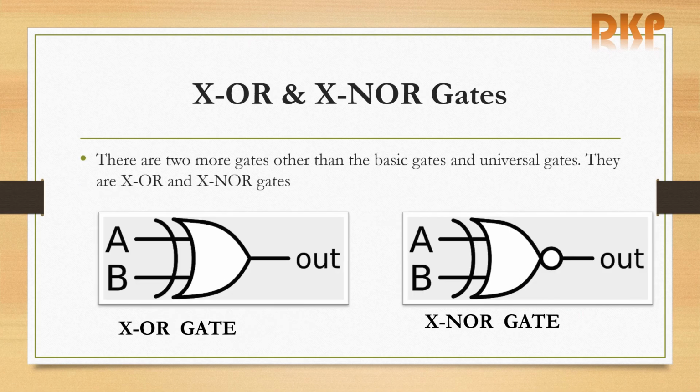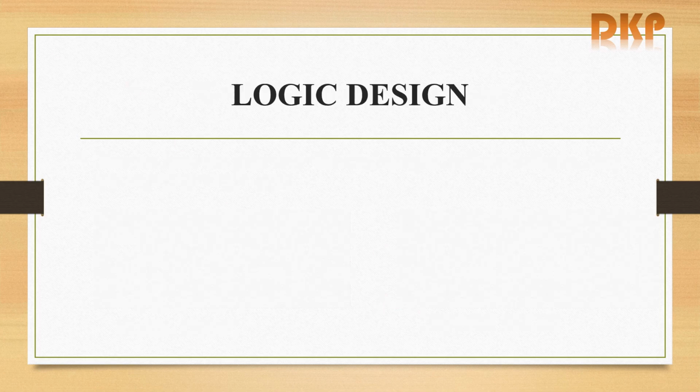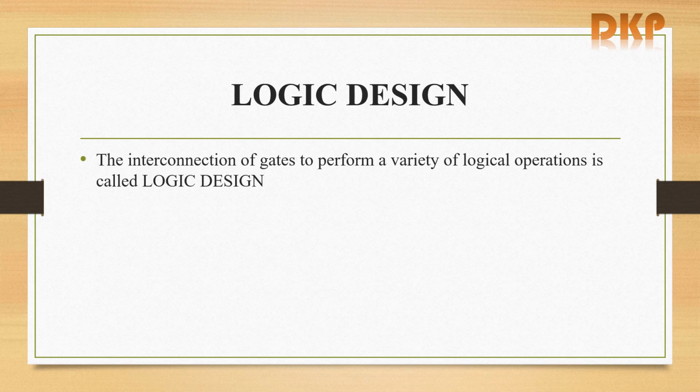There are 2 more gates in addition to these gates. They are XOR gate and XNOR gate. So this is the symbol of XOR gate and this is the symbol for XNOR gate. XOR gate with a bubble gives XNOR gate. These gates are also having 2 inputs A and B and 1 output. And these gates can be interconnected to perform a logic operation.